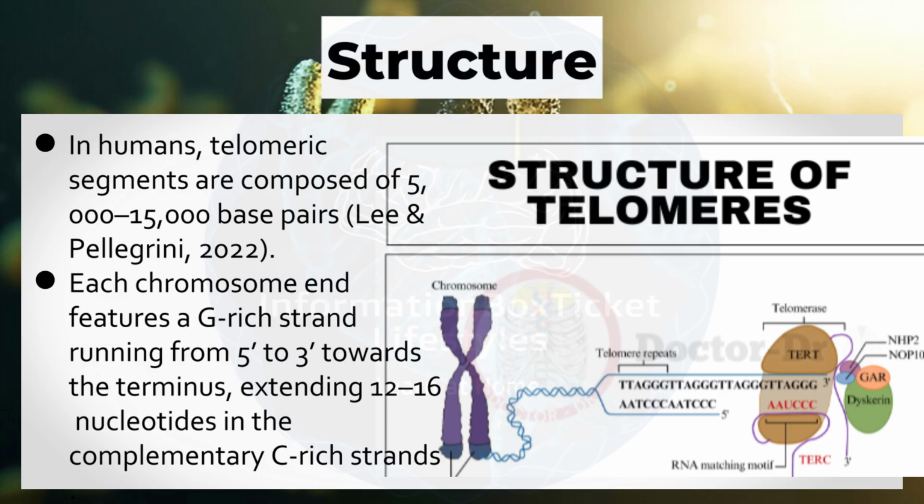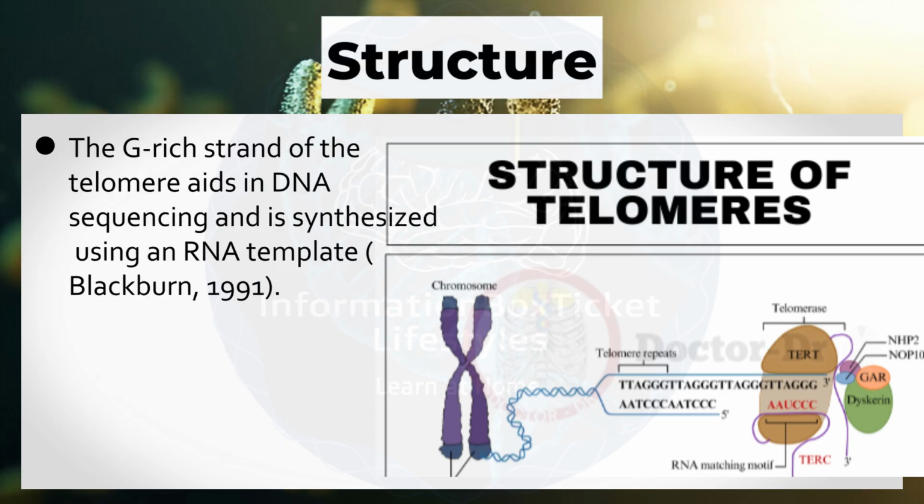Each chromosome end features a G-rich strand running from 5' to 3' towards the terminus, extending 12 to 16 nucleotides beyond the complementary C-rich strand. The G-rich strand of the telomere is synthesized using an RNA template.